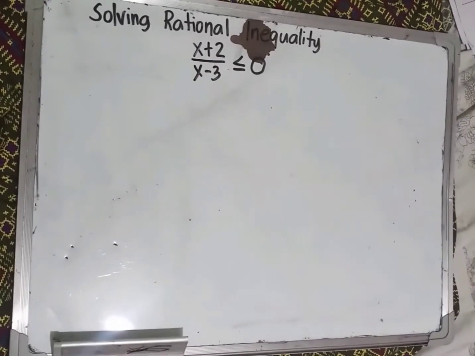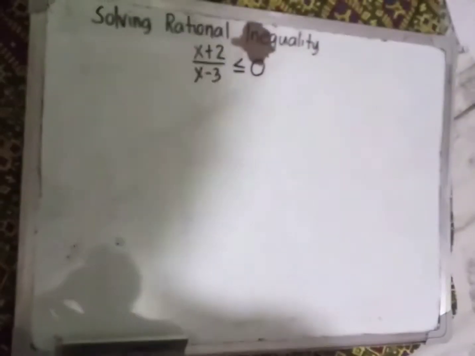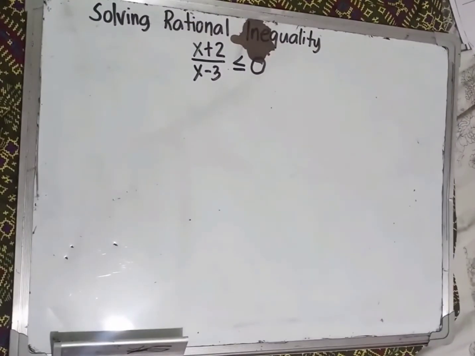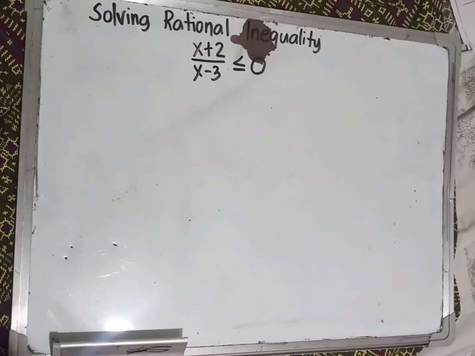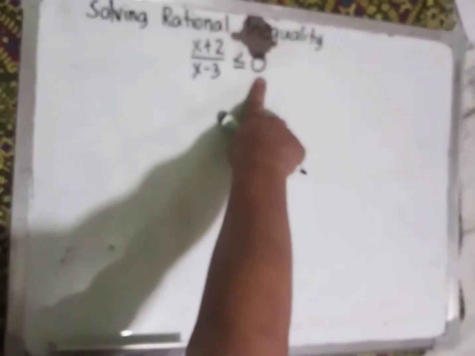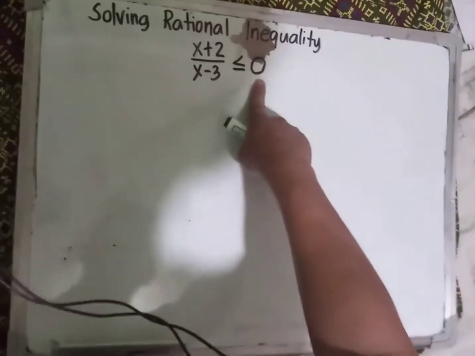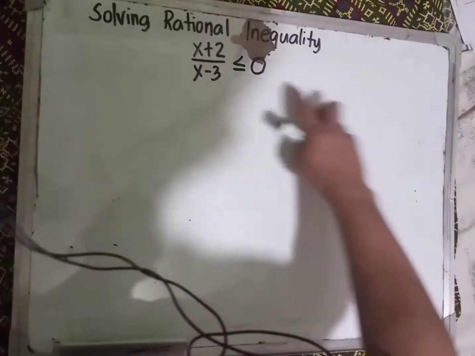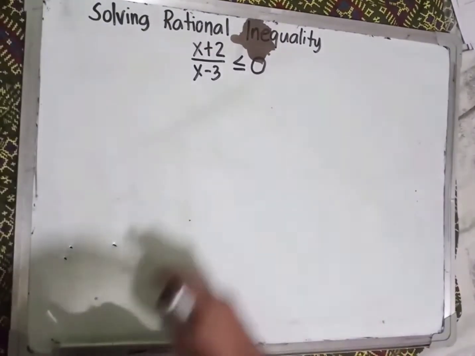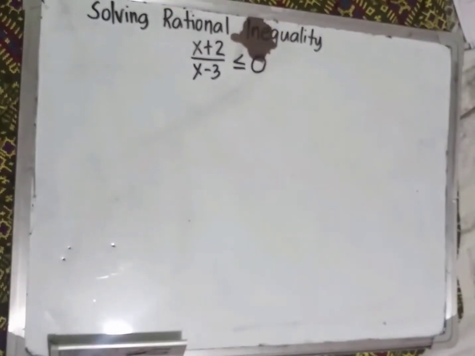So based on the given example, (x + 2)/(x - 3) ≤ 0. Step 1 is already done because the right-hand side of the inequality is already 0. Next, determine the meaningful numbers by setting the numerator and denominator equal to 0.